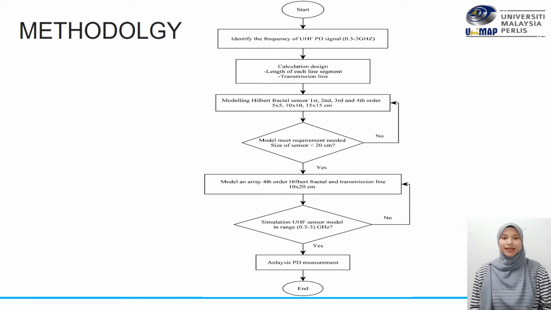For the methodology part, after we have identified the UHF PD frequency, which is from 0.3 to 3 GHz, we will start to calculate the parameters that we need to design the UHF sensor. After the parameters meet the requirements, we will start to design and simulate the UHF sensor. And for the last part, we will analyze the simulation results during the PD measurements.